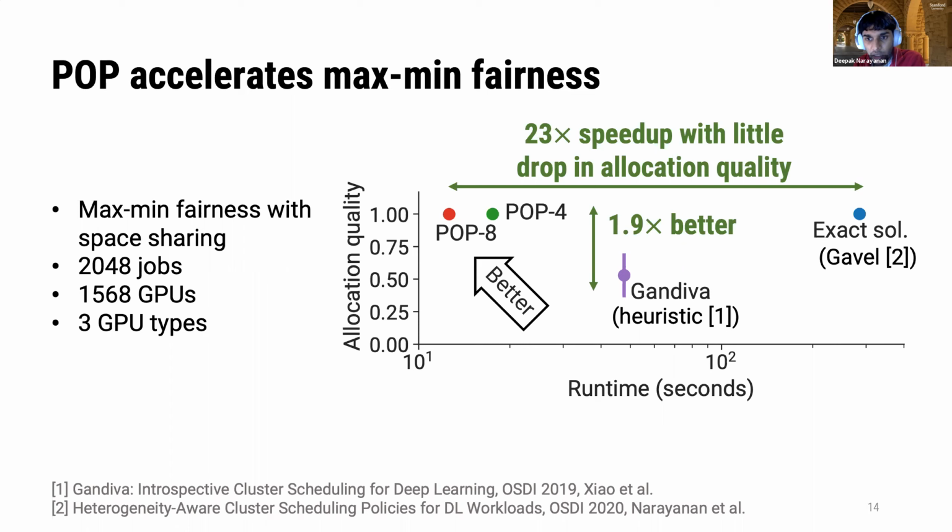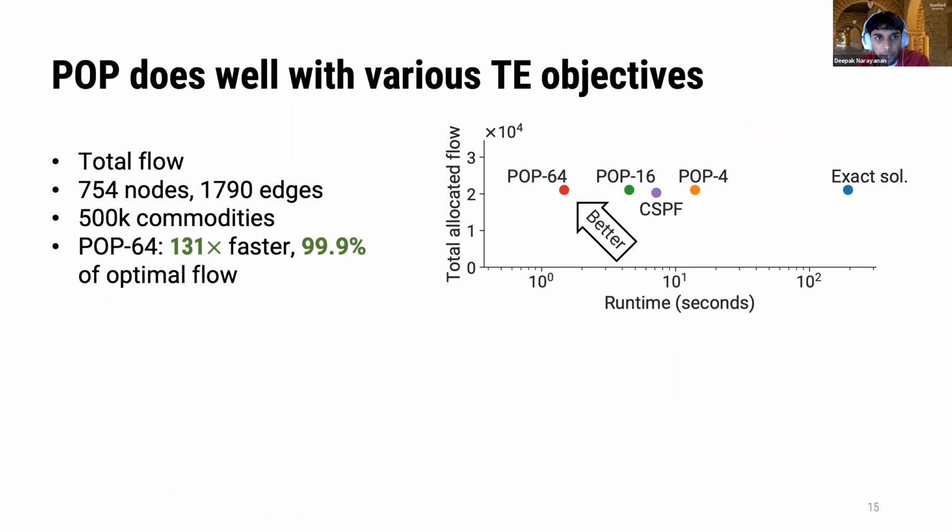This is for a static workload, but we see similar order of magnitude speedups when using POP with the Agrawal simulator, with little change in relevant end-to-end metrics like average job completion time. POP also performs well for various traffic engineering objectives. For the total flow objective on a topology with 754 nodes and 1790 edges and 500,000 commodities, POP with 64 subproblems is up to 131x faster than using the full problem formulation, while retaining almost entirely the same flow.